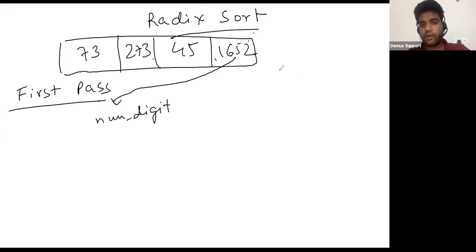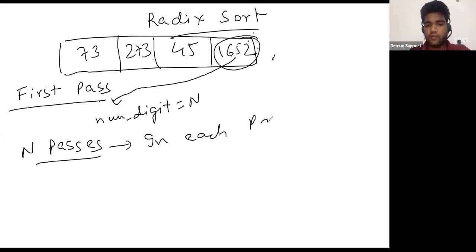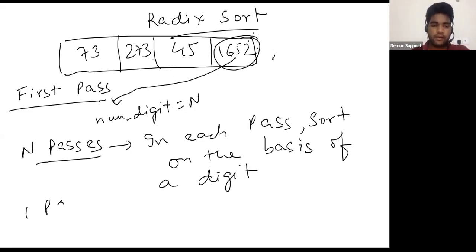This algorithm will have a number of passes equal to the number of digits of the maximum number. Let's say this is n. So this algorithm will have n passes, and in each pass, you will sort on the basis of a digit. In pass 1, you will sort on the basis of the units place.